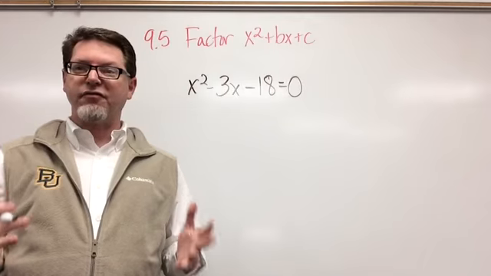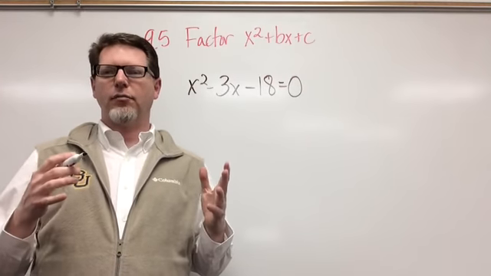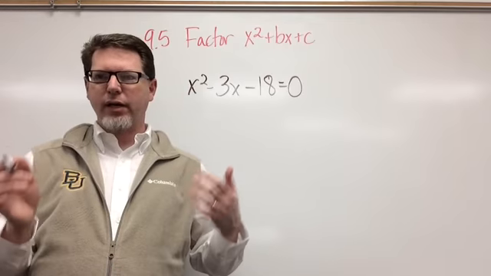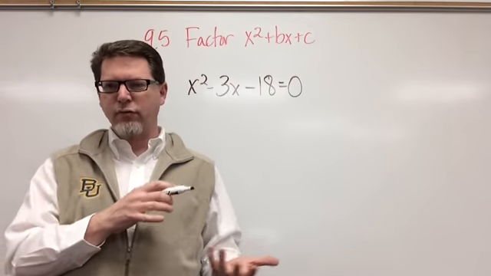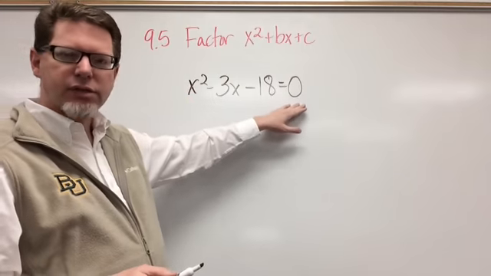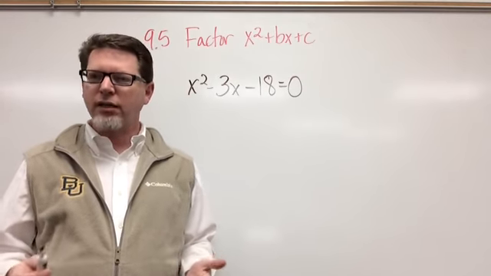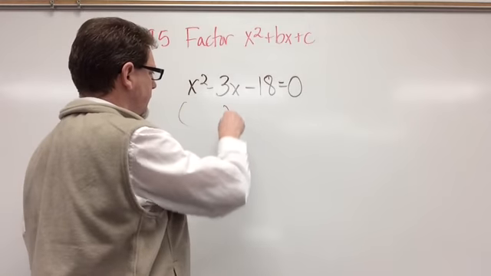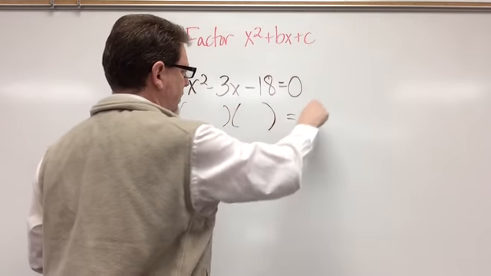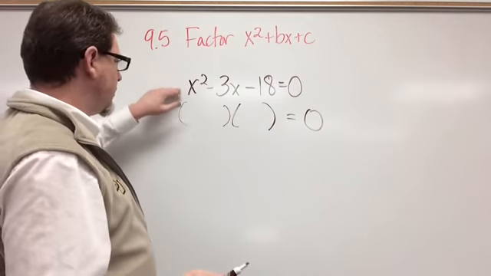Well, now that we know how to factor, we're going to look at how we solve the equation after factoring. And this goes back to what we did not too long ago in 9.4, solving the equations. So I've got x squared minus 3x minus 18 equals 0. The first thing I have to do is factor into my two binomials and let that equal 0.